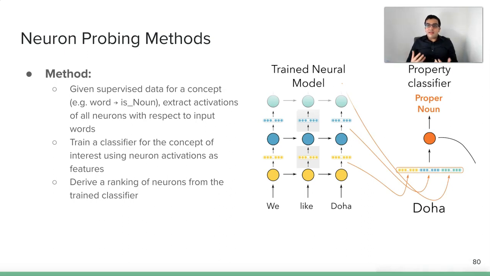So neuron probing methods aim to use some kind of classifier to probe representations and neurons for specific concepts using supervised learning. Specifically, given supervised data for some concept, let's say the concept noun, we first extract the activations of all neurons with respect to input words. Next, we train a classifier using these extracted activations as input features. And lastly, we look at the internals of the trained classifier to derive a ranking across all neurons based on their importance with respect to some concept.